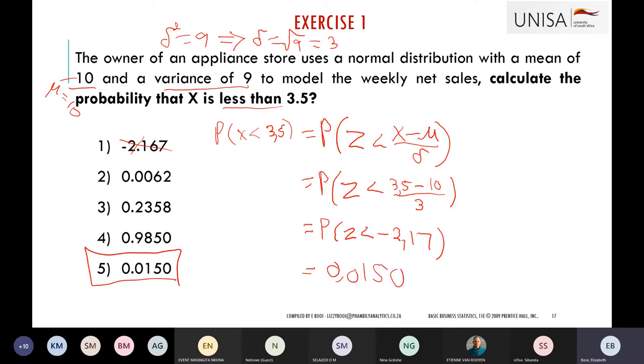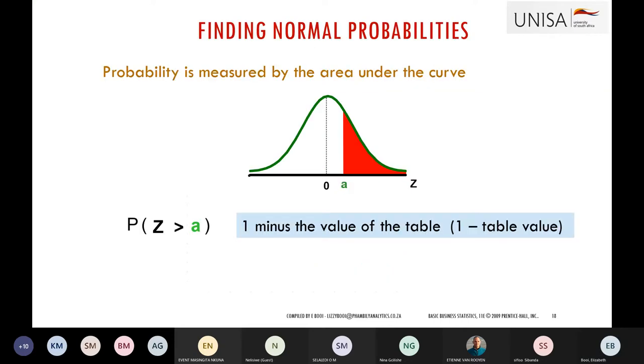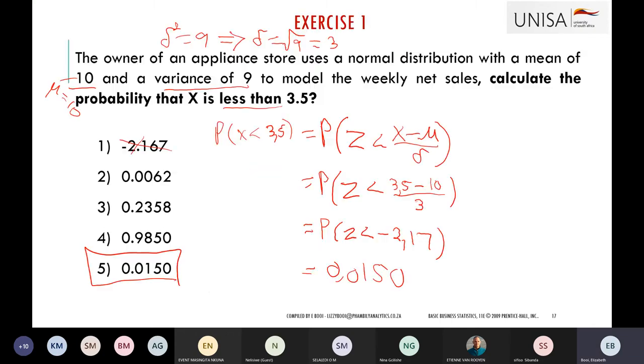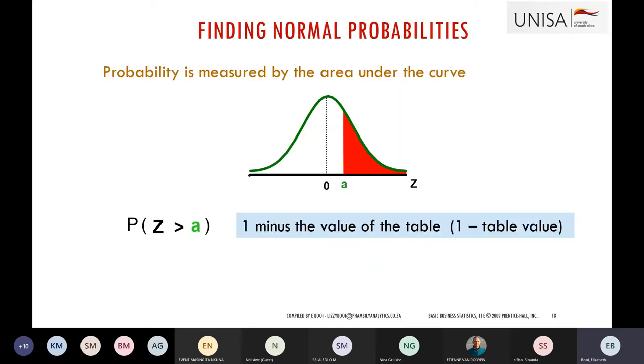So the probability that x is less than 3.5 is 0.015. Okay. And that is how you find the probability of z less than a value. Now, what we are going to do now is how to find the probability when we are given the greater than.